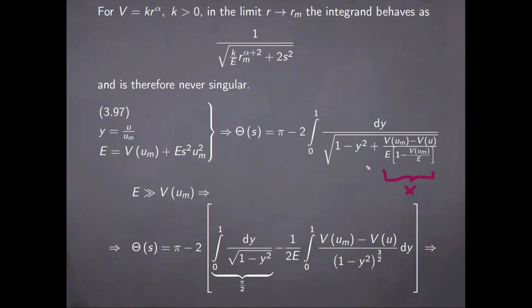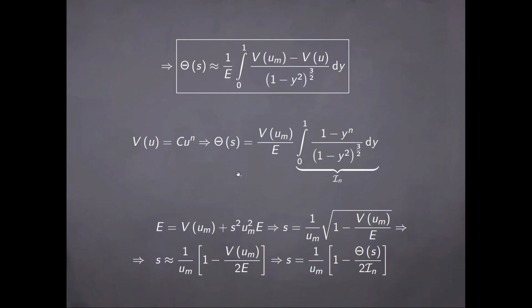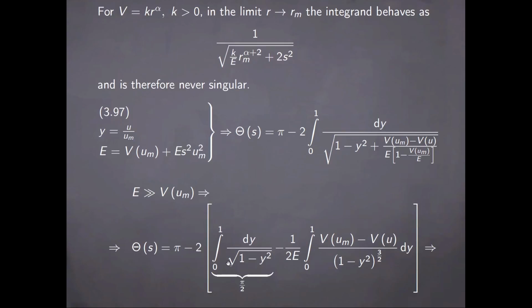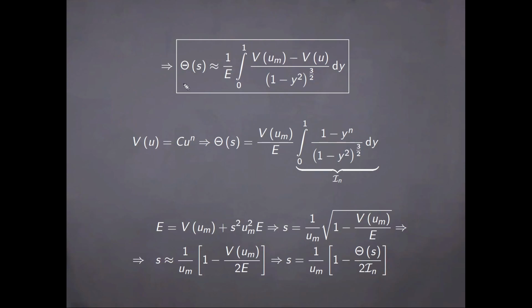it in a Taylor expansion of the integrand, and this leads immediately to the expression here, which now contains two integrals. The first one can be solved immediately and is equal just to pi over 2, and so with that the scattering angle as a function of the impact parameter is approximately given by this result in the high energy limit.